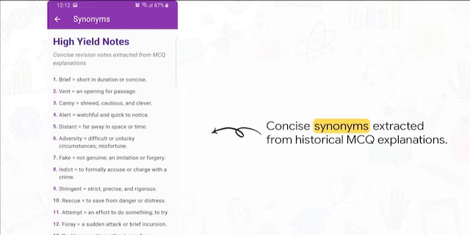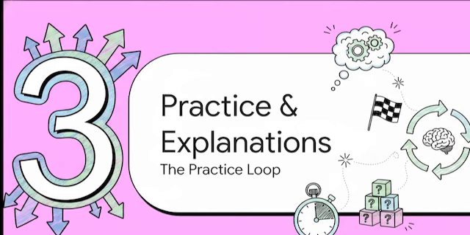Memorizing English vocab can be completely overwhelming. But here, you get this concise list of synonyms pulled straight from past multiple-choice explanations. So words like stringent, meaning strict, precise, or rigorous, are instantly connected to how they've historically appeared on the test. It's a real game changer. Okay, on to Section 3. Topic-wise practice and explanations, also known as the practice loop.